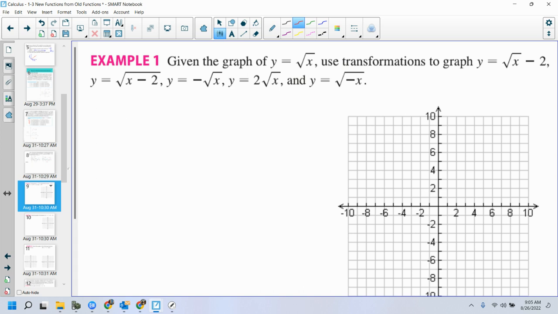Let's start with our parent. Let's put our parent in black. If it's the square root of x, I can do 0, 0. This is not the plus or minus square root of x, this is just the square root of x. If I take the square root of 1, I get 1. The square root of 4, I get 2. The square root of 9, I get 3. So here is my parent, the square root of x.